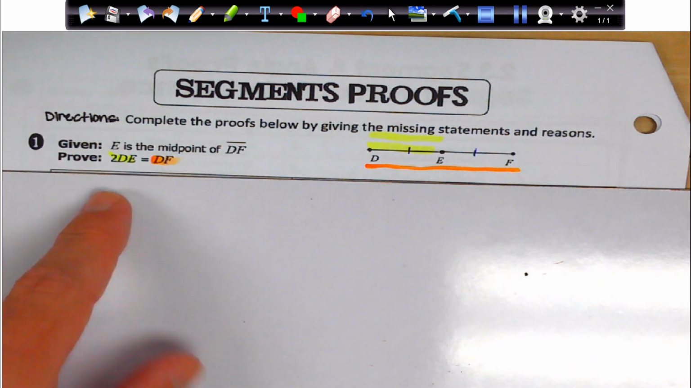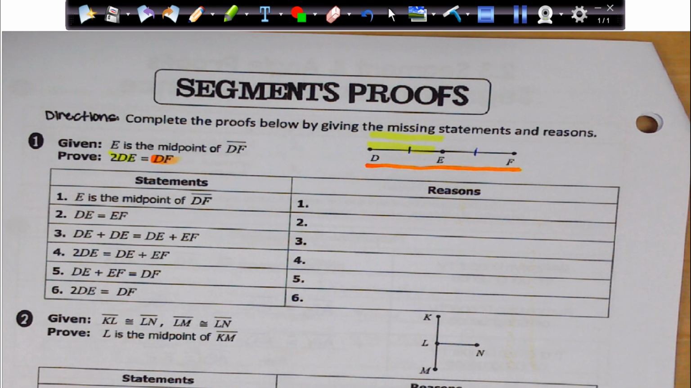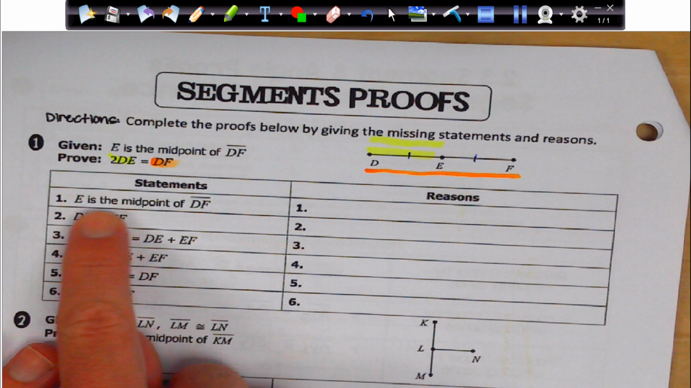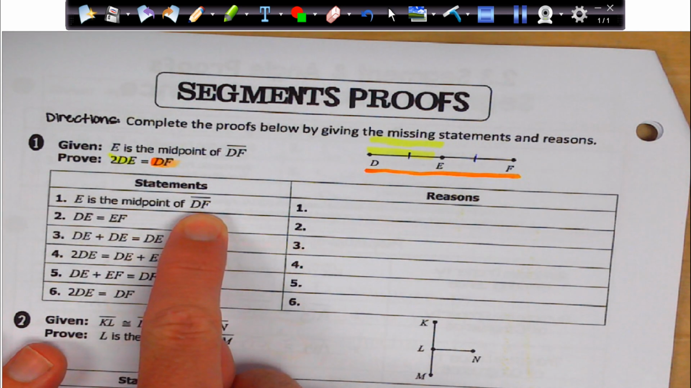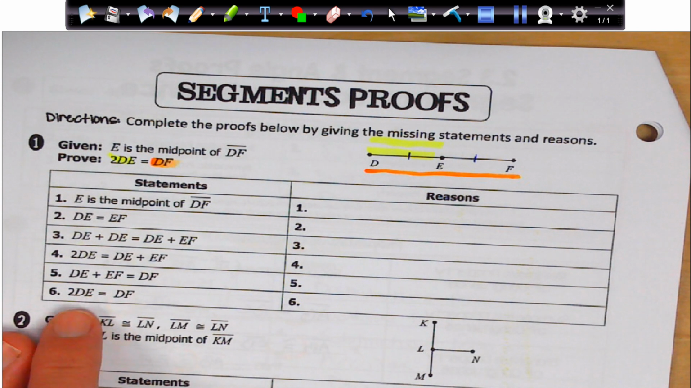I'm just kind of writing it like this. So I'm going to now attack the problem that I thought about, and let's go through all of my statements. It says E is the midpoint of DF. Well, usually whatever statement we start with is given. Notice that we're going to end with our proof.